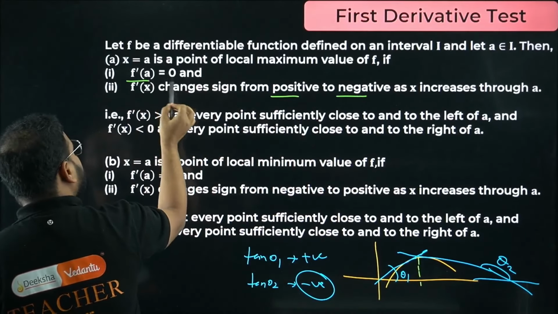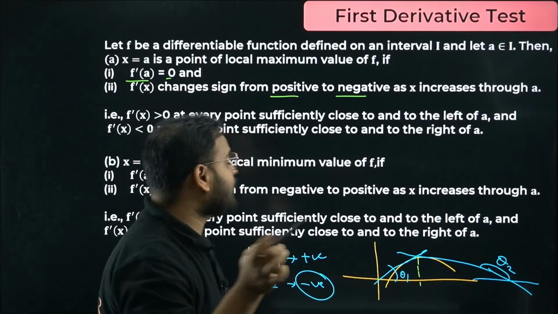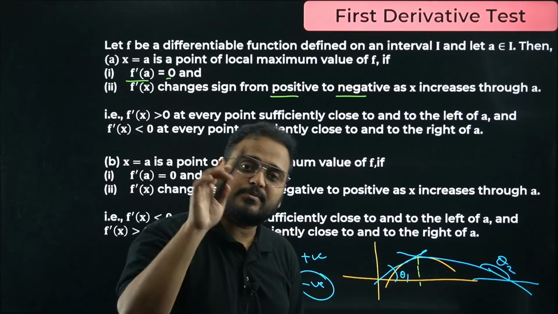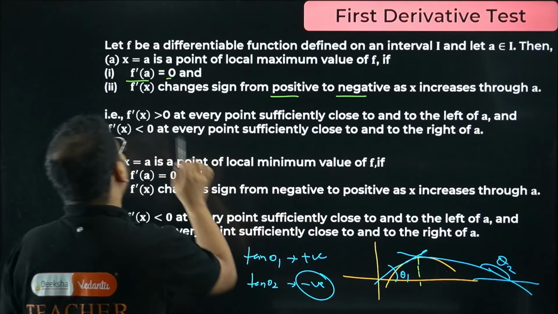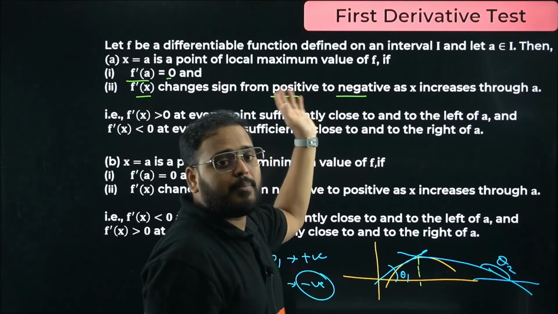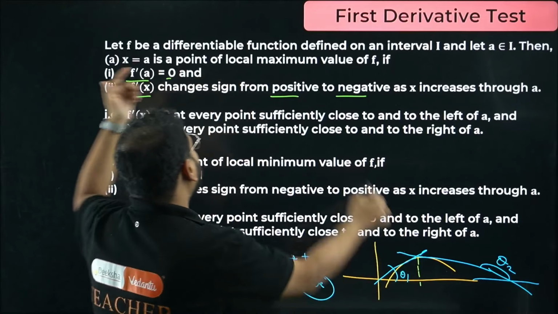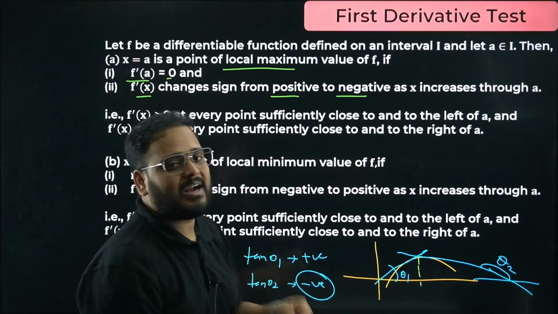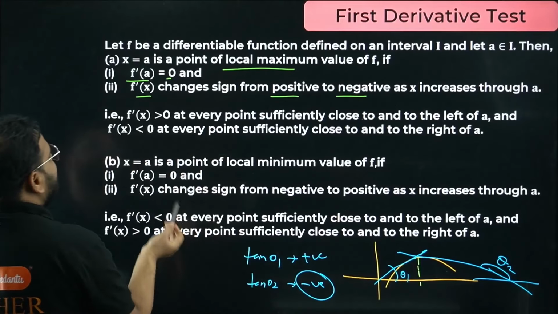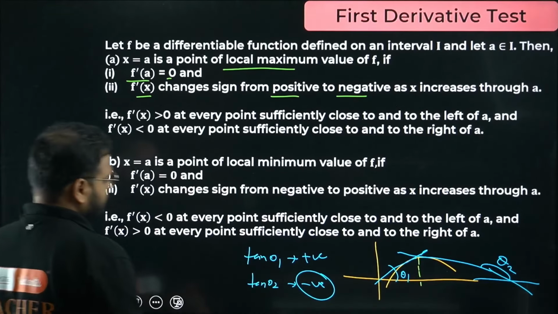F dash of A has to be 0, of course. Why? To get the critical points, no? To be able to find them. If this is not there, we can't find maxima or minima. The derivative has to be equal to 0 at that particular point, and f dash x should change sign from positive to negative, plus to minus. When it does that, the function is giving me a local maxima point at this particular A value. Local maxima point. Again, the opposite is there in the case of minima. I can show you that over here only.